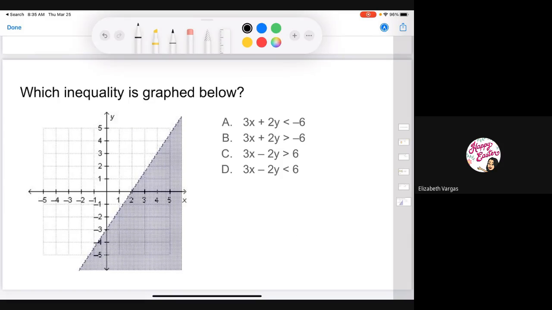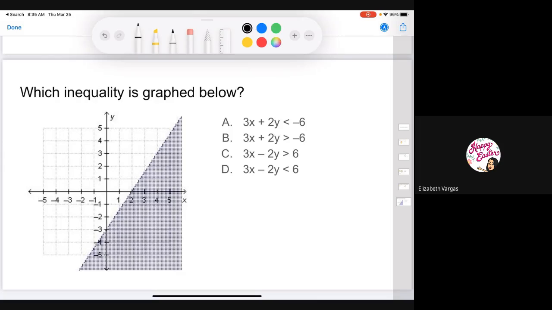And then here is the last problem we're going to encounter. This problem is a little bit more lengthy, but this will help us understand how we can actually go about graphing these different inequalities. So this one asks, which inequality is graphed below?